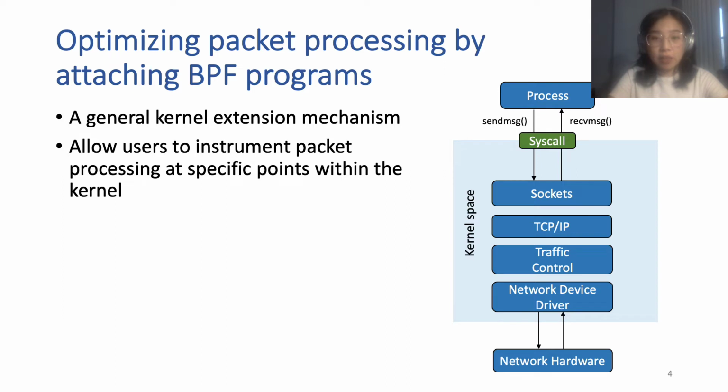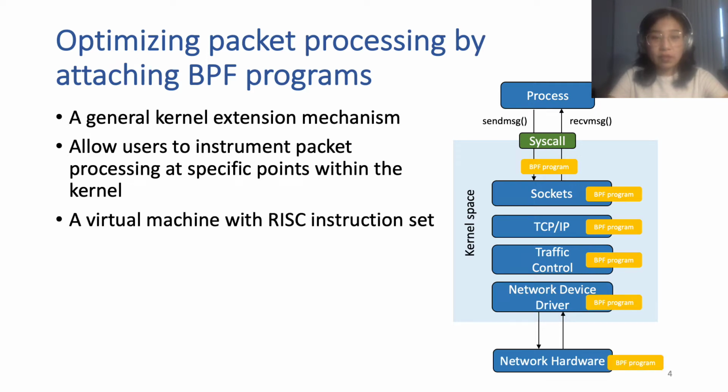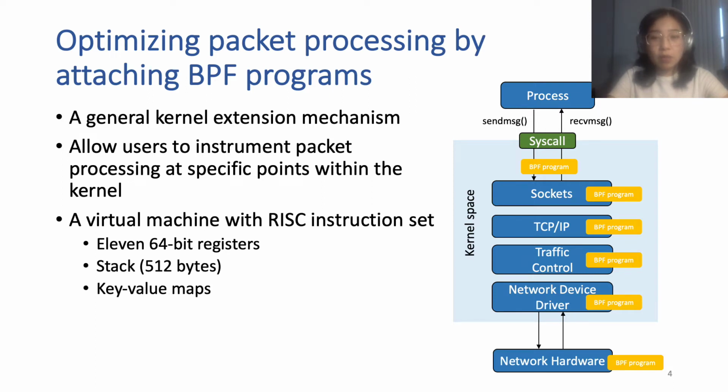BPF programs can be loaded in the system core, socket and TCP/IP layers, traffic control, the network device driver, smart NIC, and so on. Within the kernel, BPF programs run in a virtual machine with a basic instruction set. The virtual machine has 11 registers and a stack. BPF programs may use key value maps that may be shared with other BPF programs and with other user space processes. BPF programs may also call helper functions to invoke specific functionality, which is baked into the kernel's code.